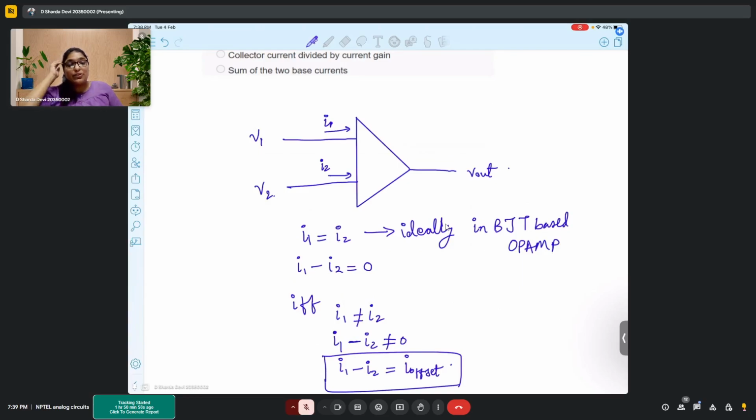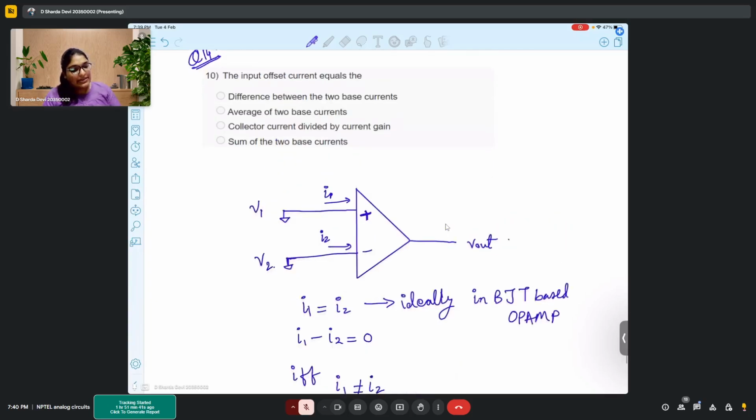When you have the same voltages applied, let's say both terminals are grounded, and there is current flowing through both the transistors, especially in BJT, the current will flow. In MOSFET, the current will not flow unless it has some serious leakage current going on. Otherwise, the currents will be zero. So if they are not equal, the difference between the two input terminal currents is your input offset current.